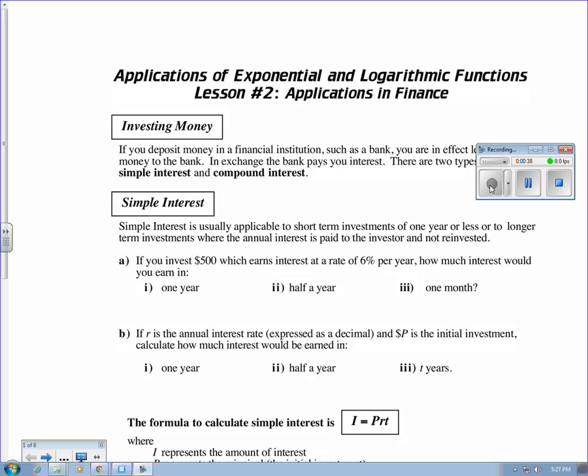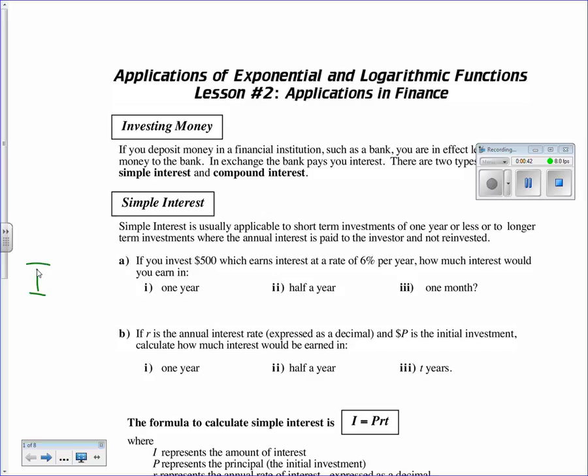Simple interest, you'll remember what that formula is. Interest, simple interest equals principal times rate times time. It's a nice calculation, and the formula is down here as well. Principal is the amount of money you borrow. Rate is the interest rate that you're getting converted into a decimal, and time is the number of years that you watch it grow.